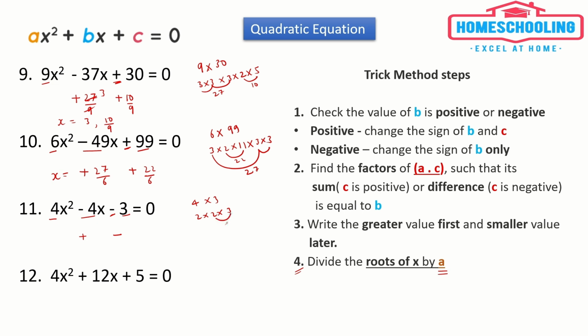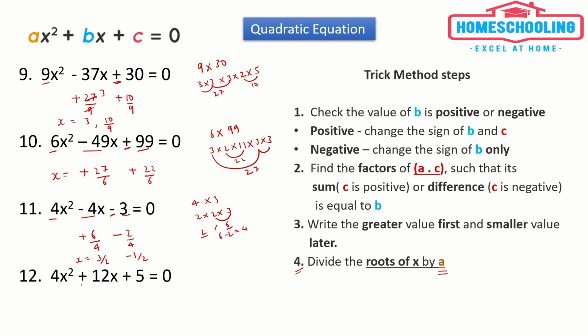So 3 times 2 is 6, and this is 2. So 6 minus 2 is equal to 4, that is equal to b. So we have two factors, 6 and 2 here. So we'll write the larger number first, 6, and smaller number later. Now we'll divide the roots by the value of a, that is 4, and this is also by 4. Now your x is equal to 3 divided by 2 and negative half.